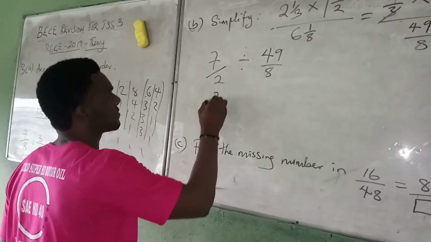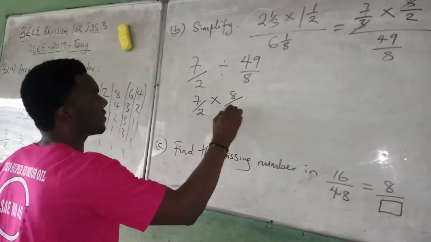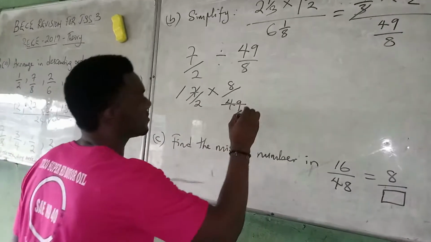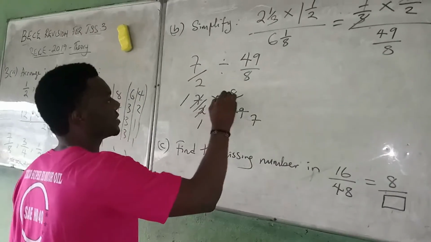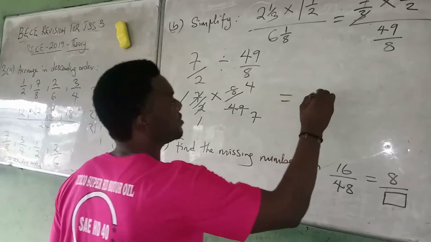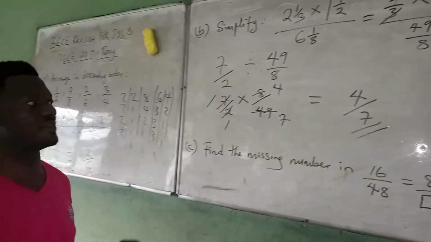So we have now 7 over 2 times 8 over 49. So 7 cancels itself, 1; 7 divided by this is 7; 2 divided by itself is 1; this divided, it will give you now 4. So the answer will be 4 over 7. That's the simplification of the fraction.